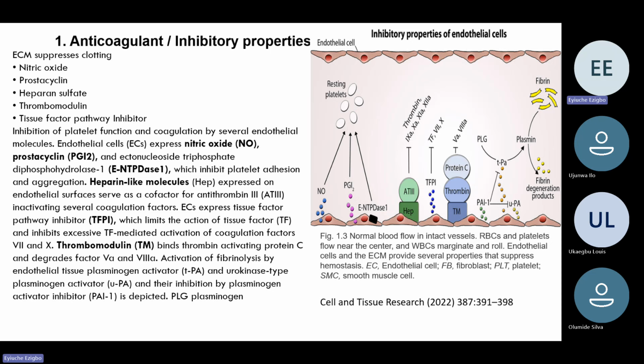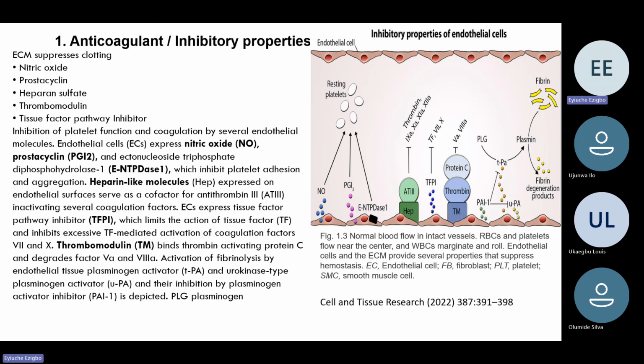Endothelial cells express nitric oxide, prostacyclin, and ectonucleoside triphosphate diphosphohydrolase, which inhibit platelet adhesion and aggregation. They also secrete heparin-like molecules expressed on endothelial surfaces, which serve as cofactors for antithrombin III, inactivating several coagulation factors. Endothelial cells express tissue factor pathway inhibitor, which limits the action of tissue factor and inhibits excessive tissue factor-mediated activation. We talked about thrombomodulin.